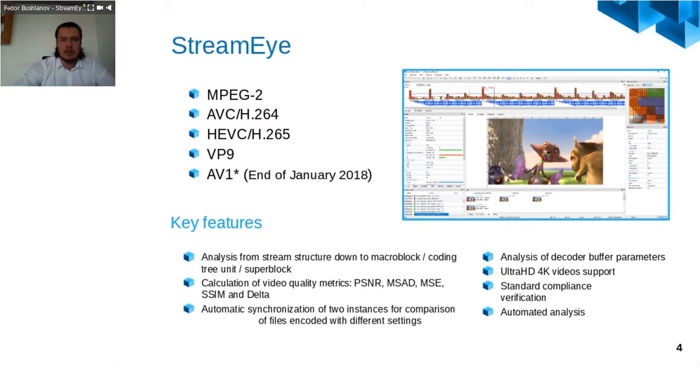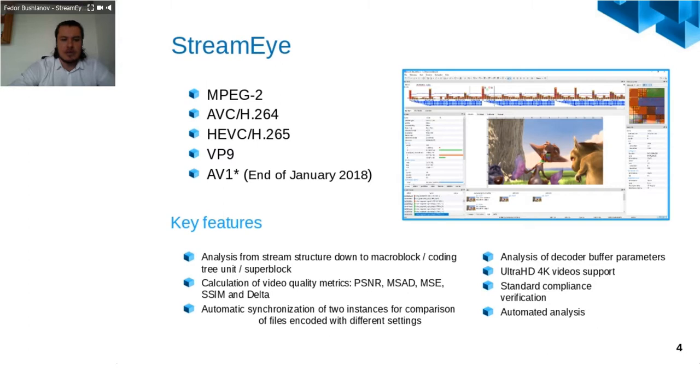The reason the schedule is like this is that at the end of this year, the AV1 bitstream is going to be fixed, and there will be no changes in the compression algorithm used for the AV1 video codec. So we will be able to finalize development of the AV1 format in our StreamEye application.